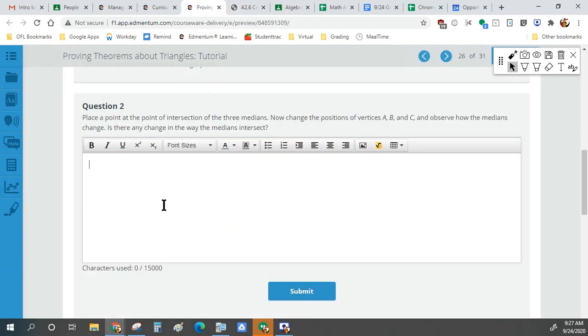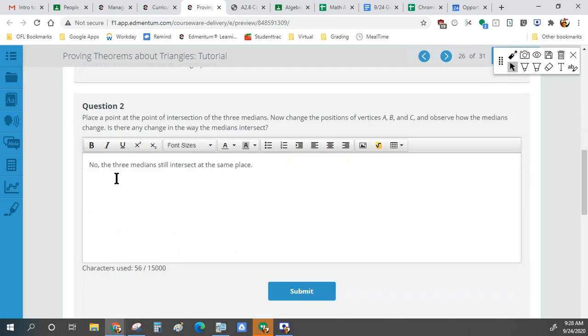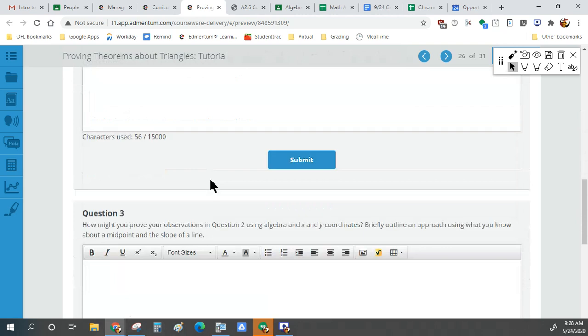So let's see what they say here. Is there any change in the way that it intersects? No. The medians still intersect at the same point. All three of them are medians. So I guess I could say the three medians to be more specific, because they're saying all three medians. So the three medians still intersect at the same spot.